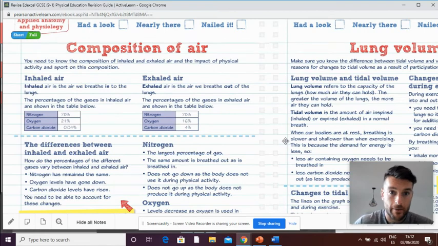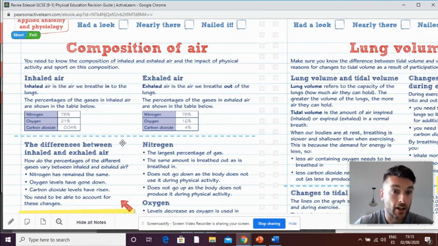So this is very, very simple, the composition of air. Inhaled air that we breathe in is 78% nitrogen, 21% oxygen and 0.04% carbon dioxide. What we breathe out is 78% nitrogen, 16% oxygen and 4% carbon dioxide.